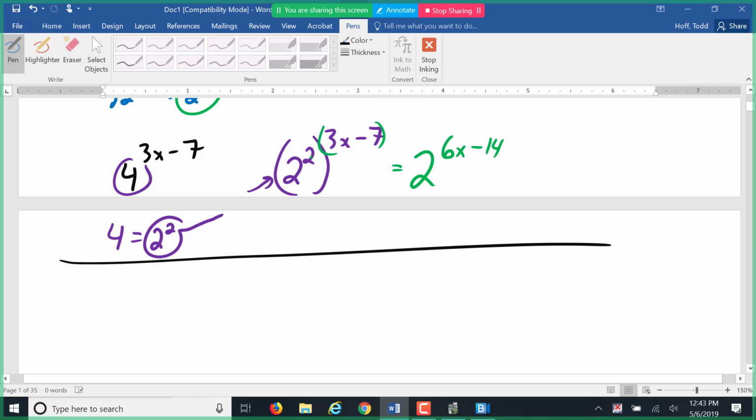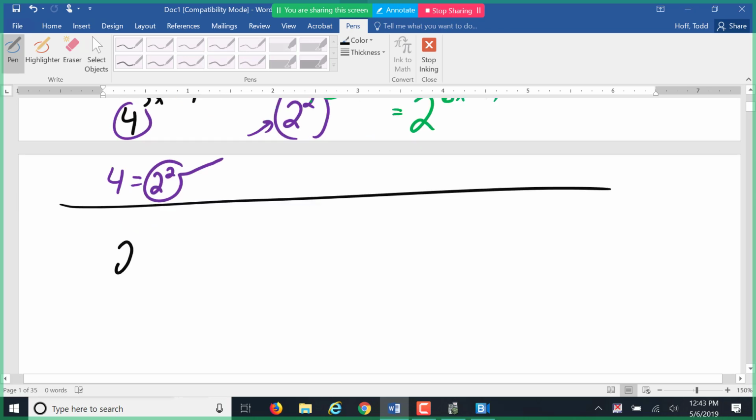In your notes, I want you to try this one. 27 to the power of 5x plus 1. I want you to express that as 3 to a power.